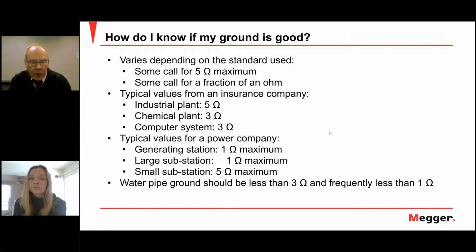And then for things like generation, the utilities, substations and things like that, they typically want to see much lower resistances. And very often you'll run into a 1 ohm ground for something like a substation. But that will be imposed by the authority that you're working with. So you just determine that and then go ahead with your testing, and you want to just meet their standard.